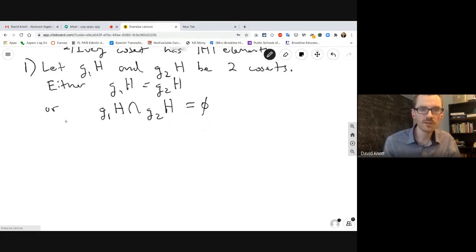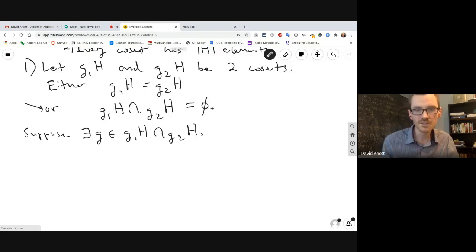So how can I prove this little lemma? Here's what I'm going to do. I'm going to assume that the second thing is not true. I'm going to assume that this statement's false. In other words, I'm going to assume that there's something in the overlap. So suppose there does indeed exist some g that is in both of these cosets. In other words, I'm assuming the overlap is non-empty. And what we're going to see is that this assumption leads to this guy right here. So if the overlap is non-empty, then the 2 cosets actually have to be the same. And that will prove this lemma.